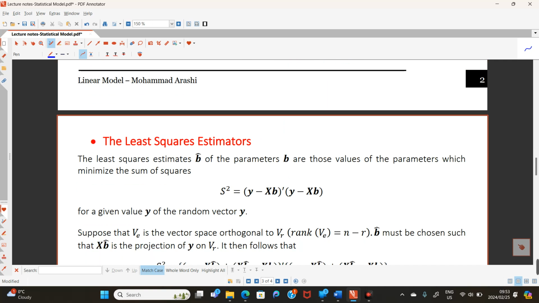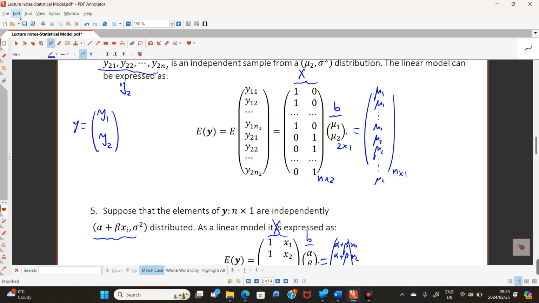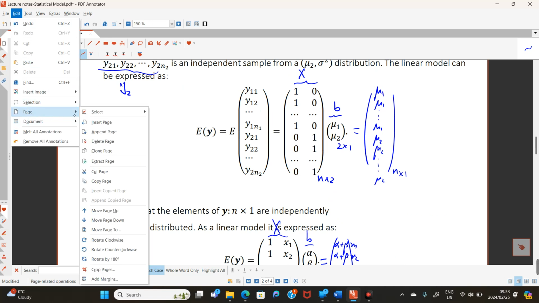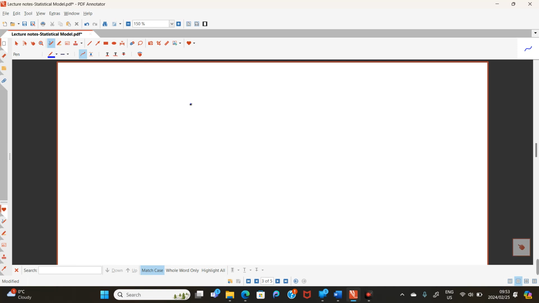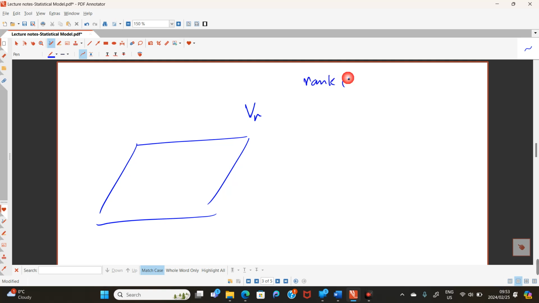Now let's go to the least squares estimator. Coming back to the initial proposal, the aim here is to do a little bit of estimation for a model. Suppose once again this is VR, the vector space generated by the columns of X. Once again we assume that X is rank deficient, so the rank is equal to r, which is less than p, and you need to consider projection.